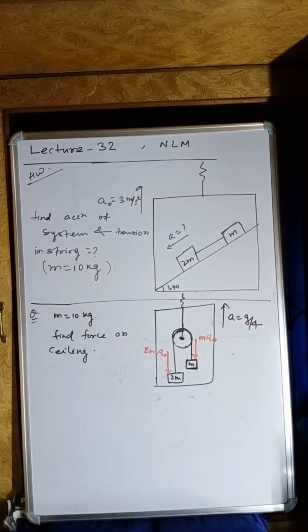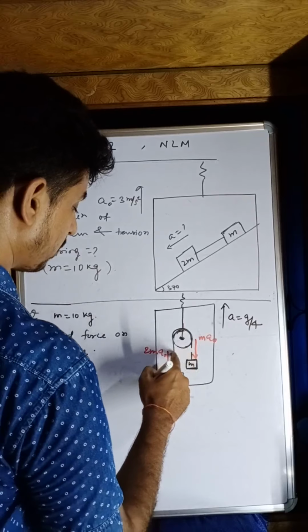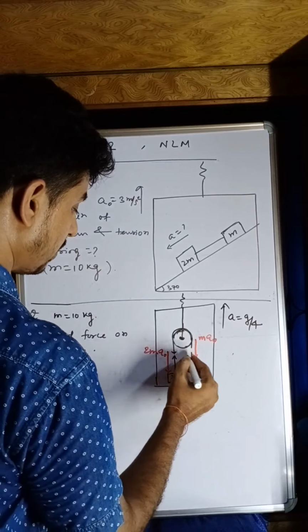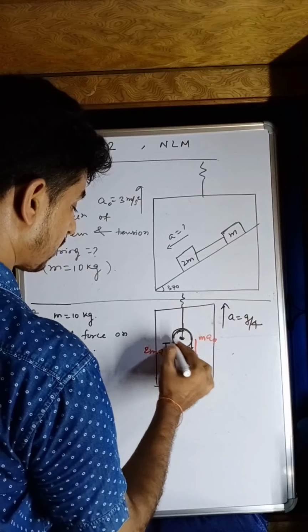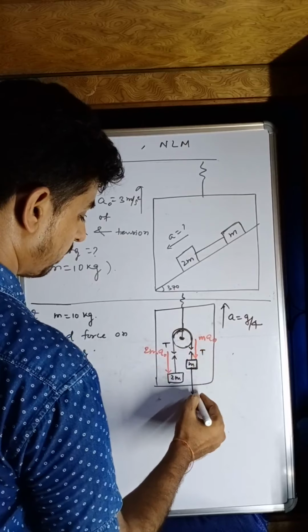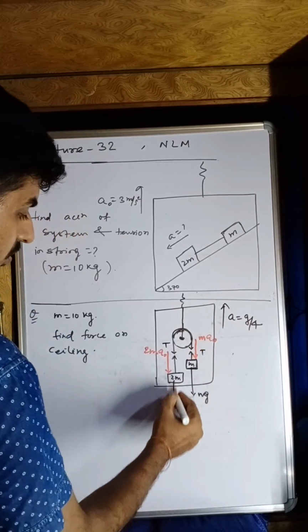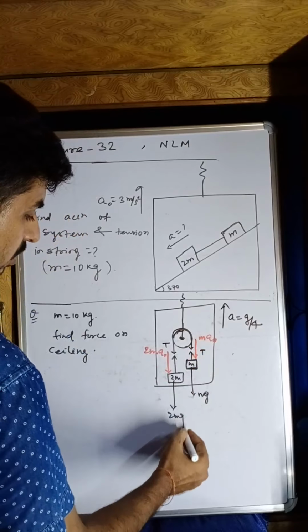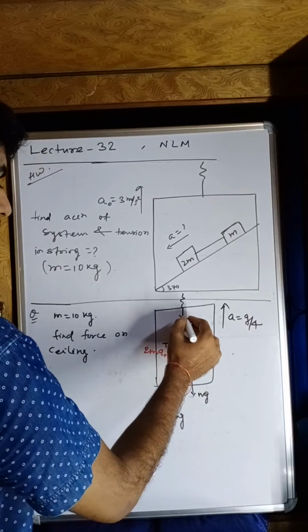Take the free body diagrams. This is the tension T, same string, tension remains same. Here the mg, here the twice mg. Suppose here T naught.